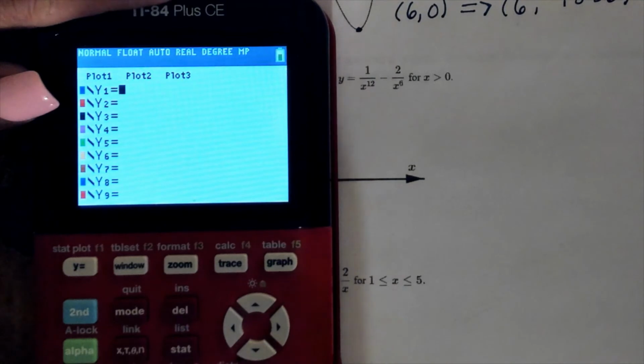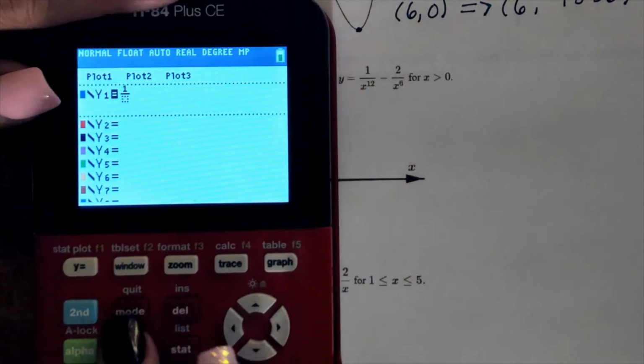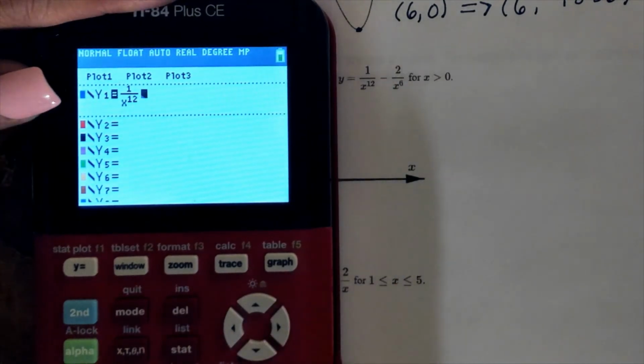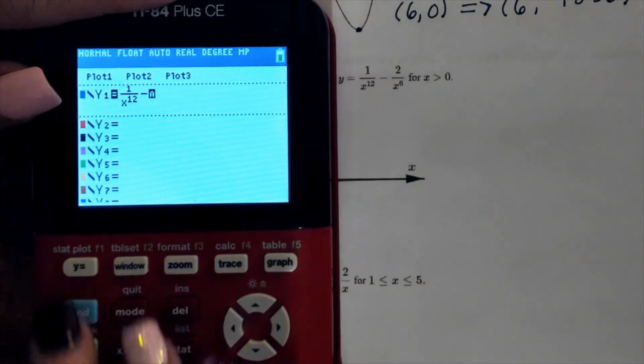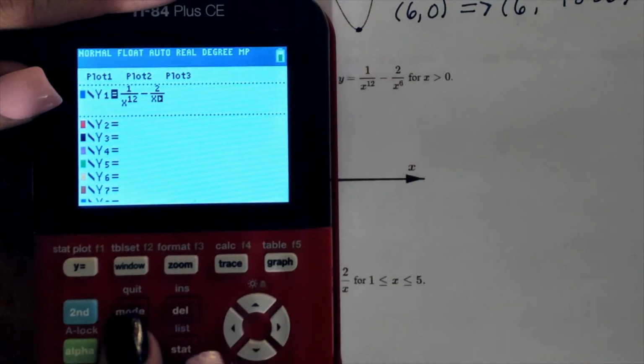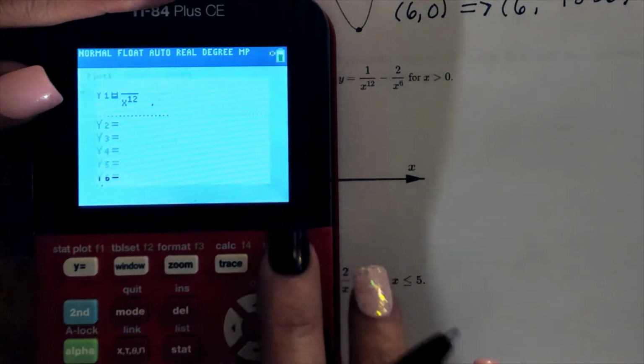Oh, it's painful to delete that. It took forever to type in 1 over x^12, minus 2 over x^6. Let's graph it.